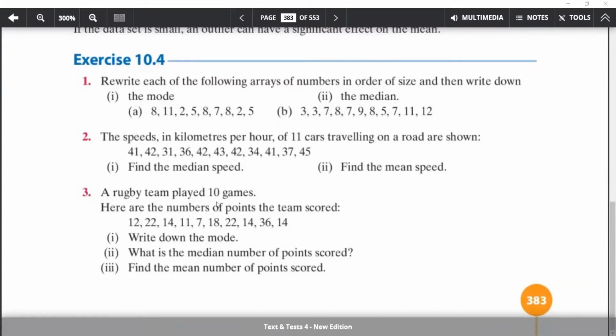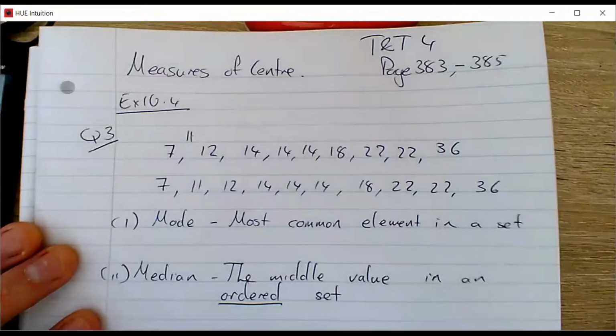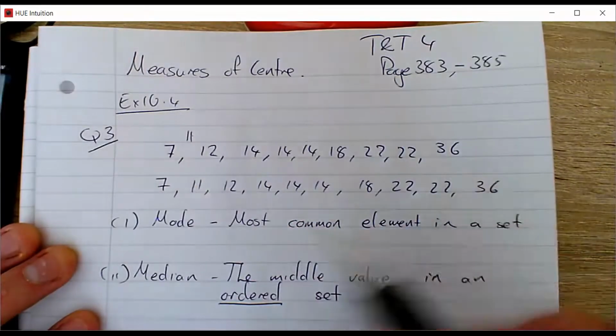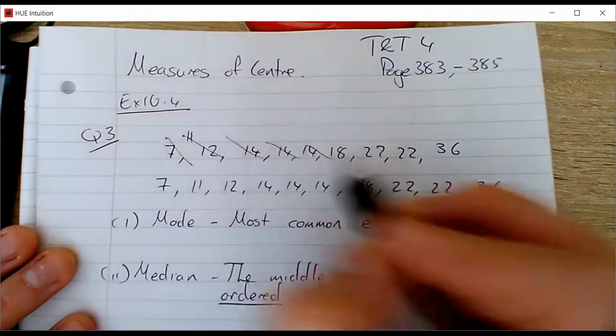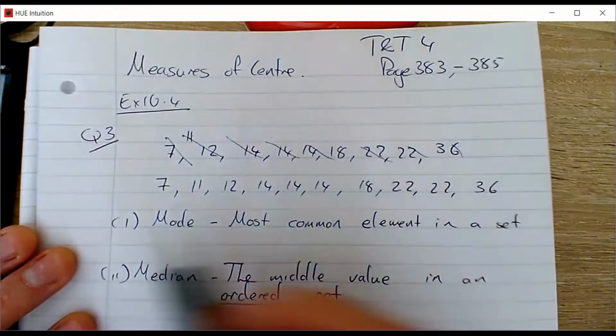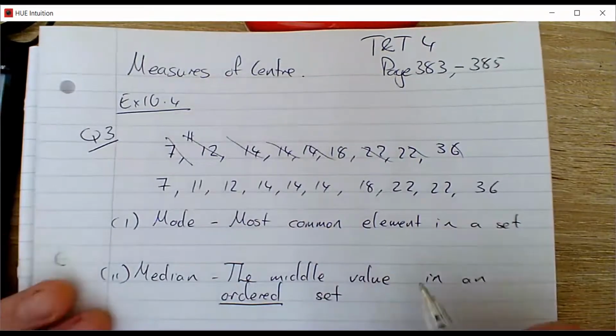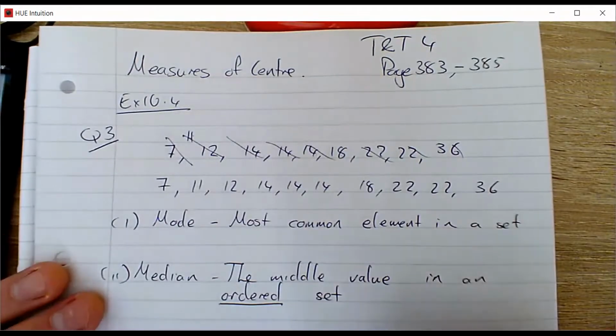A rugby team has 10 games played. Here are the number of points scored. Write down the mode. What is the median number of points? Find the mean number of points scored. So the first thing you need to do here is write out all of those scores in order. You can see here the first time I just made a mistake, so I've just written them out again. That's the 10 games, but they're written out in order, and this is always a pretty standard first step you're going to take.